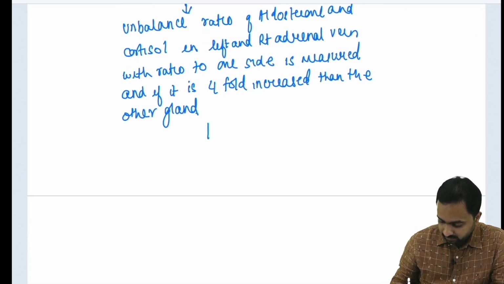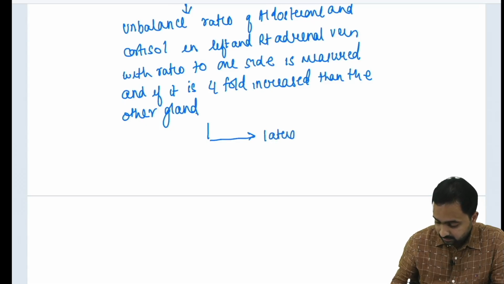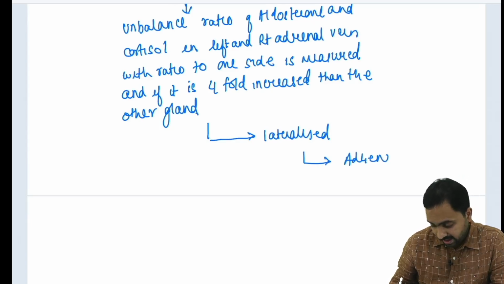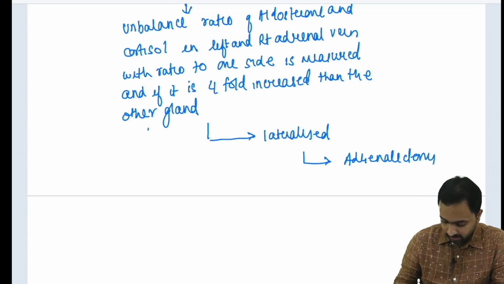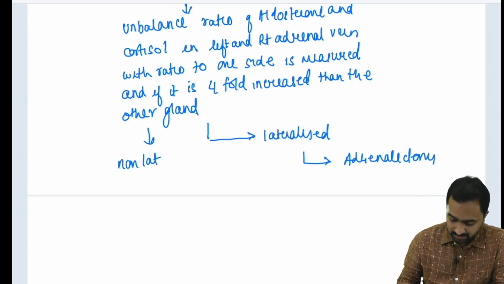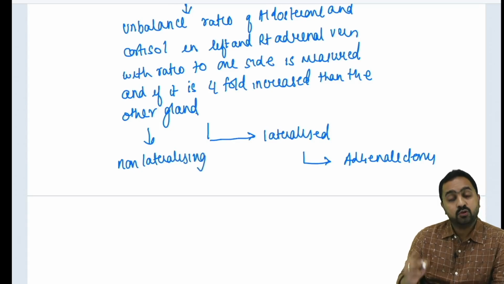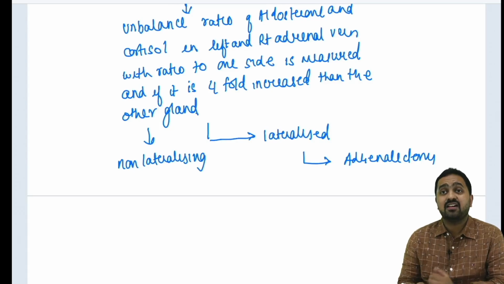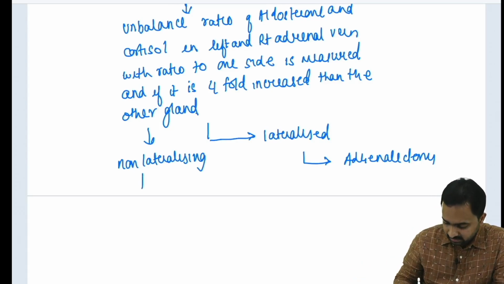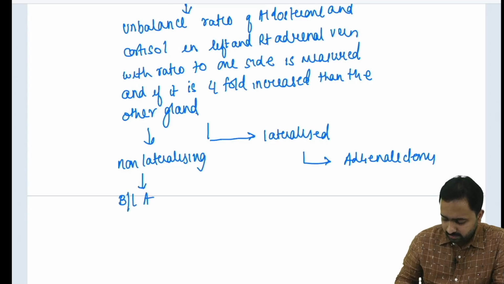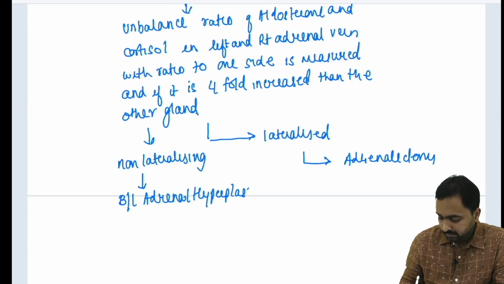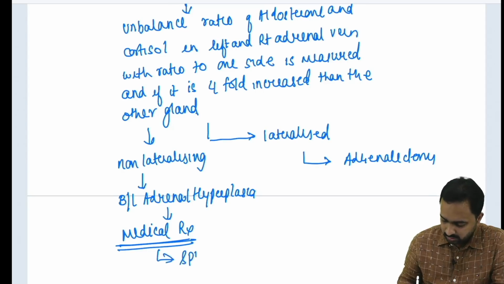So if it is lateralized, then we again go for adrenalectomy. If it is non-lateralizing, that is we do not get around a fourfold increase, then it is probably due to bilateral adrenal hyperplasia, where we can go for a medical treatment. And for this medical treatment, we have a commonly used drug, spironolactone.